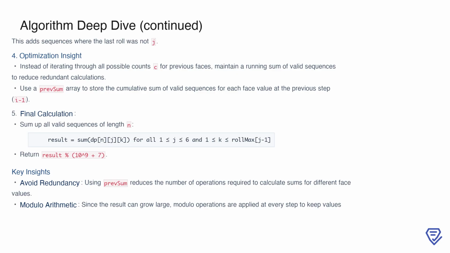Once we've updated dp for all sequence lengths, we calculate the final result by summing all valid sequences of length n. Specifically, we sum dp[n][j][k] for all j from 1 to 6 and all k from 1 to rollmax[j-1]. Finally, we return this result modulo 10 to the power of 9 plus 7 to ensure the output remains manageable. This approach balances the need for accuracy with computational efficiency.